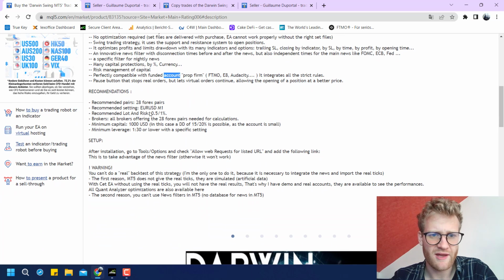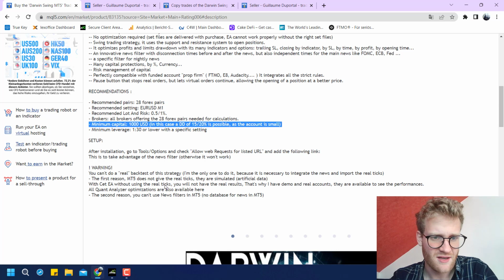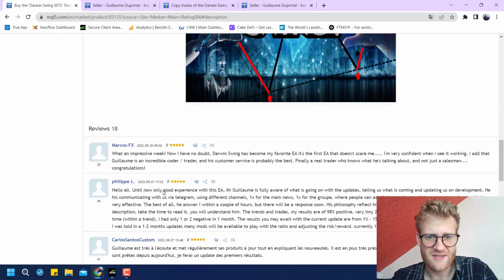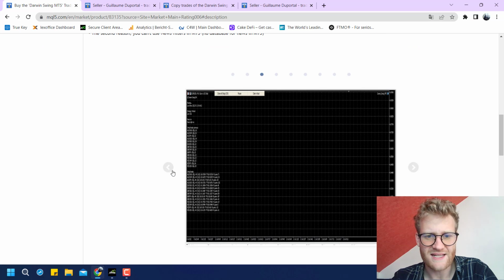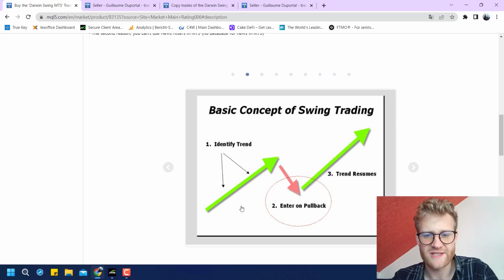And also he recommends to not trade accounts that are too small, I think. So yeah, this is what we can see here on the sales page pretty much. Also, he says that he is identifying a trend, waits for the pullback, and then enters the trend, which is like a classical swing trading strategy.